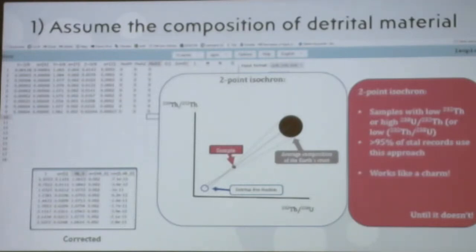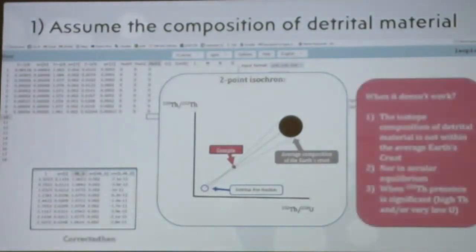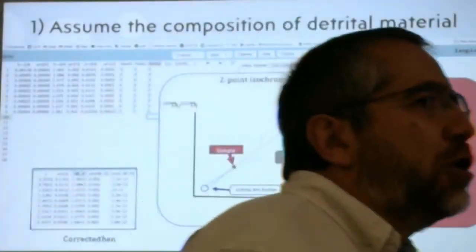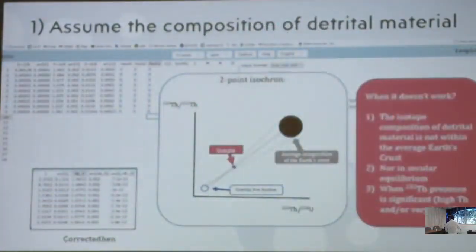It works until it doesn't. And when it doesn't work, it's when the isotope composition of the detrital material is outside the circle, which is either not within the average composition of the Earth's crust, or not in secular equilibrium.